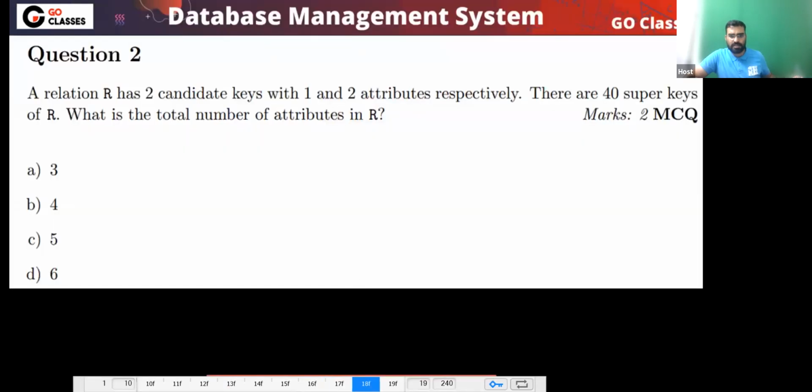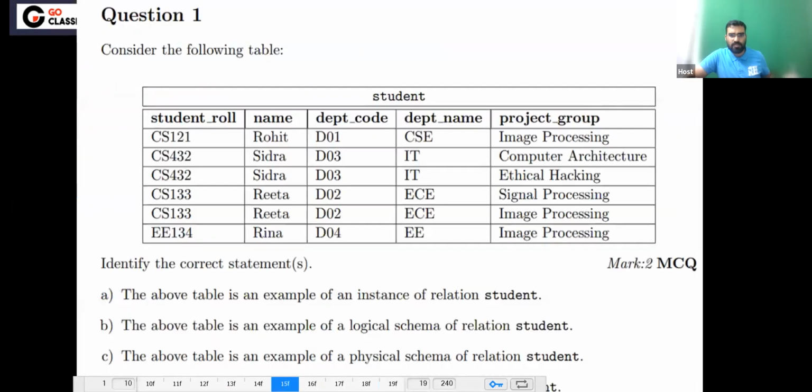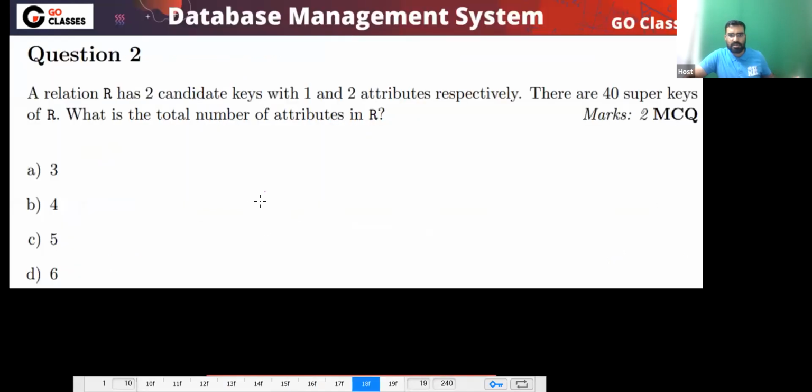Tell me the answer for this. Question number 1 was a very simple question, so you got your 2 marks. You can calculate your marks. Now let's see this question. Can you tell me the answer? If you are watching this video on the GoClasses YouTube channel, you can pause the video and try to solve this question, and after that, you can watch the solution.